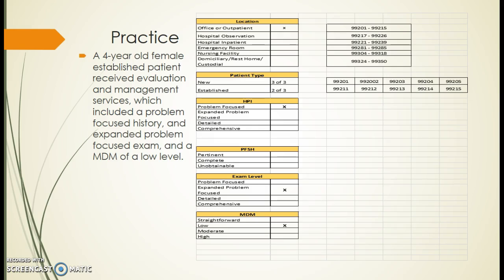So let's drop down to 99213, and that is going to give us an expanded problem-focused history. We have that, and expanded problem-focused examination. Oh, I lied. We only have a problem-focused history, but we do have an expanded problem-focused examination, and then we have an MDM of low complexity, which we also have. So that gives us our 2 of 3 criteria. So that will be our code, 99213.